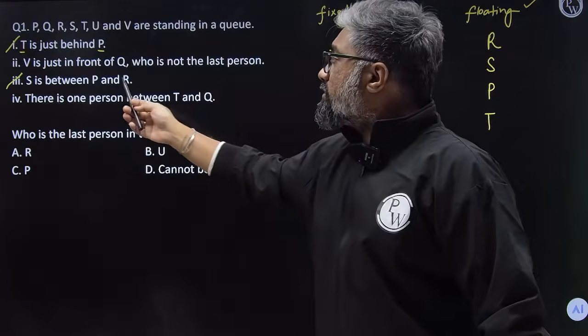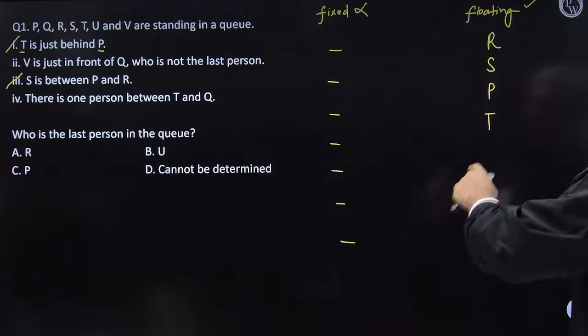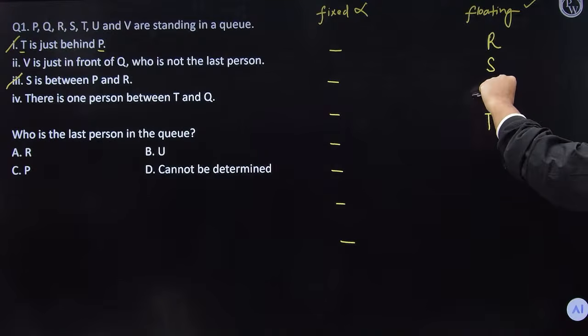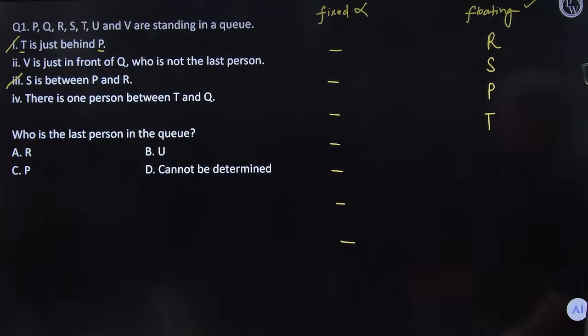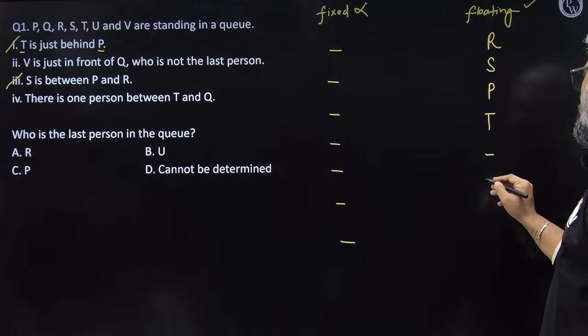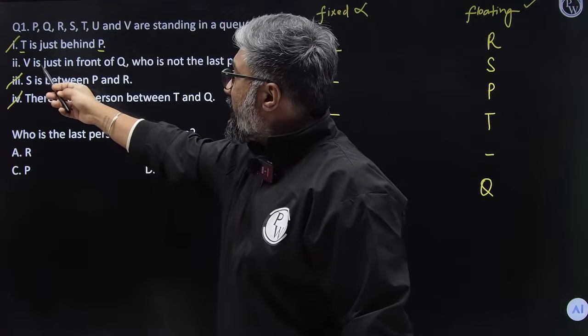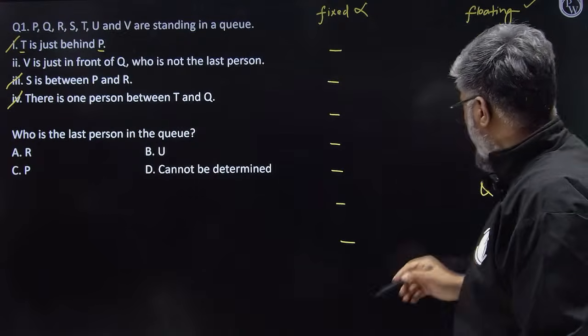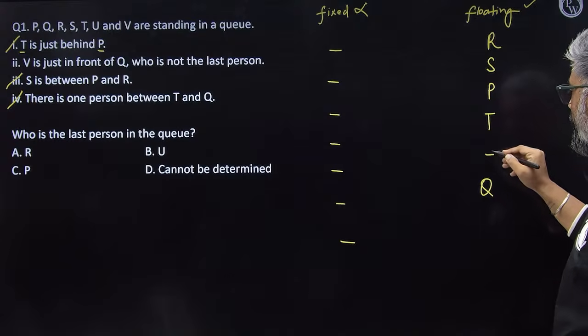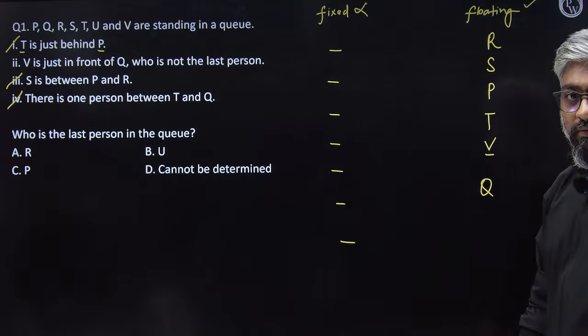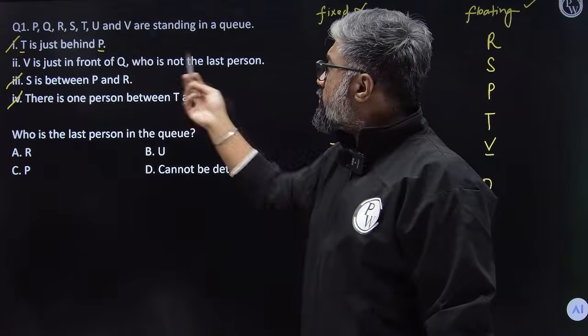Further, they are saying there is one person between T and Q. I have a T here. Can I place one person here and Q? No. That means the one person is here and this should be Q. Now with Q, what clue do we have? V is just in front of Q. In front of Q there is V. But Q is not the last person.